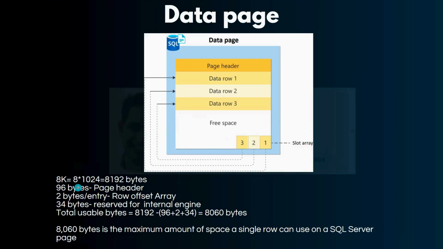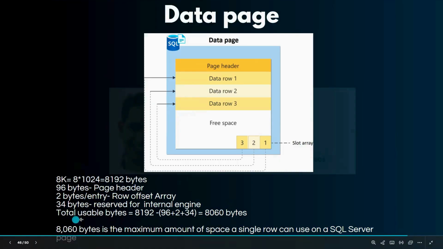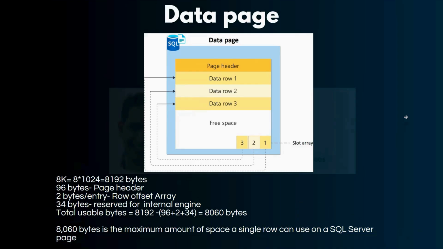So 96 bytes for the page header, 2 bytes for the row offset array, and SQL Server also reserves 34 bytes for the internal engine. These 34 bytes are reserved for system use, including checksum and torn page detection. So now we can say that the total usable bytes will be 8192 minus 96 plus 2 plus 34, so it comes to 8060 bytes. So 8060 bytes is the maximum amount of space a single row can use on a SQL Server. Let's understand what extents are.